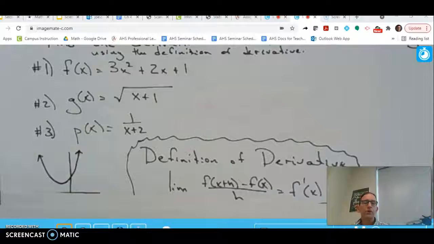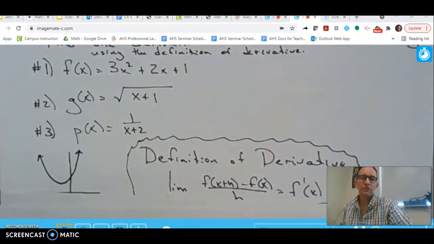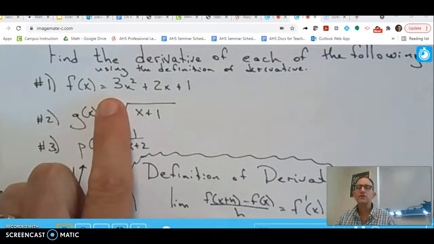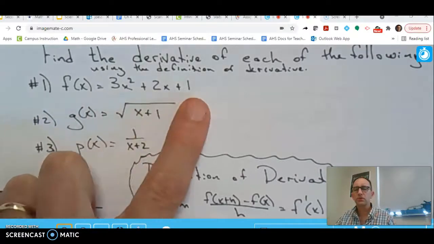Today we'll go through three different examples of using the definition of derivative to find the derivative of a function. A formula that will give us the slope of the tangent line. So the first problem that we're going to look at here is f of x. f of x is 3x squared plus 2x plus 1.